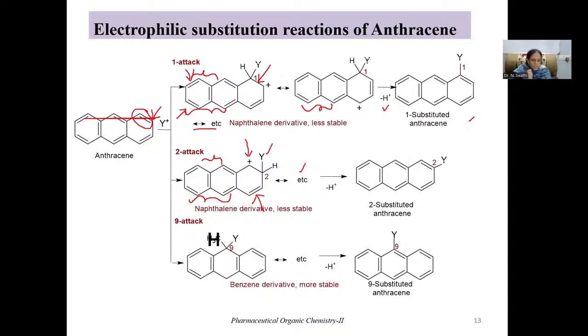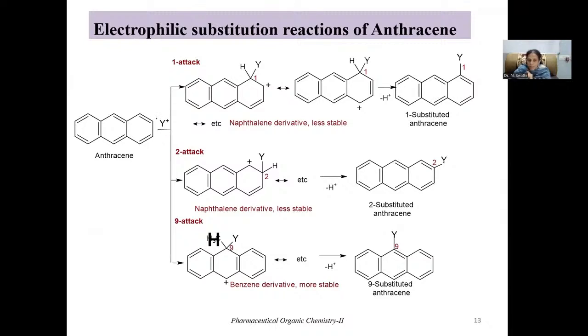That means the aromaticity is preserved as it is. In fact, it looks like a naphthalene structure. That is why we consider it a naphthalene derivative. Now this carbocation also will undergo the third deprotonation step, and it gives the corresponding 2-substituted anthracene.